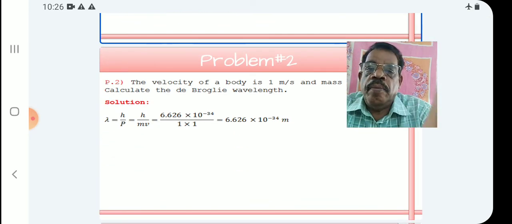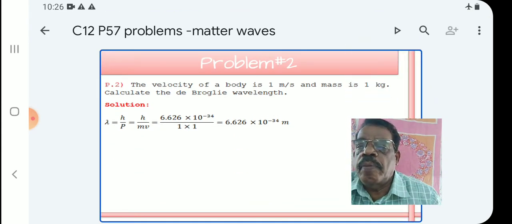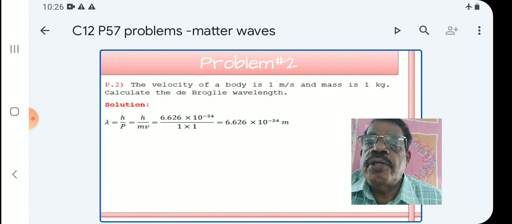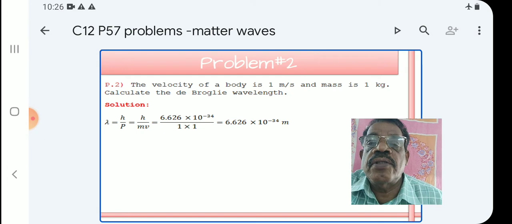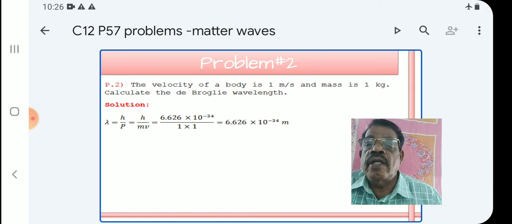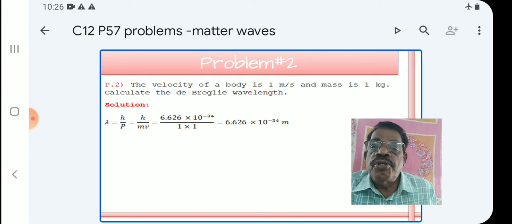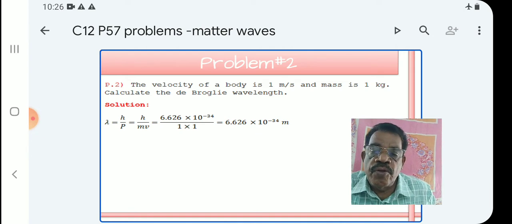Next problem. The velocity of a body is 1 meter per second and mass is 1 kilogram. Calculate the de Broglie wavelength. Velocity is given, mass is given, we have to find the de Broglie wavelength.